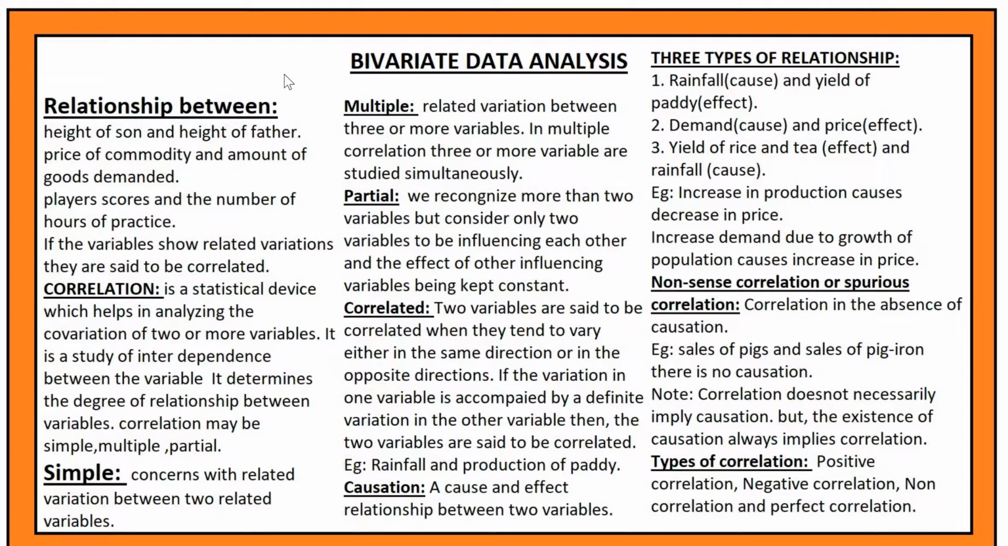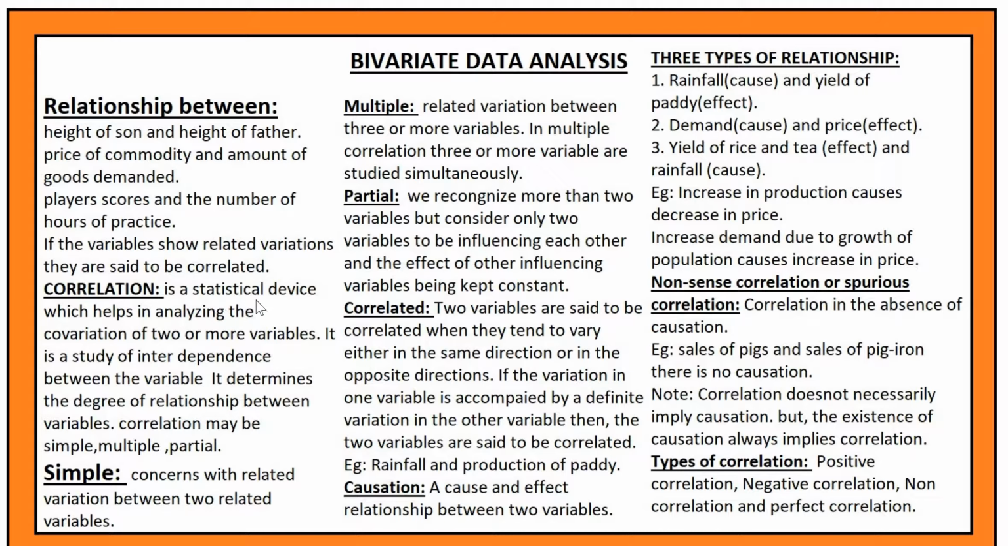Now we'll try to understand the relationship between, for example, the height of a son and the height of a father, the price of a commodity and the amount of goods demanded, player scores and the number of hours he practiced. If variables like these show related variation, then we say they are correlated.